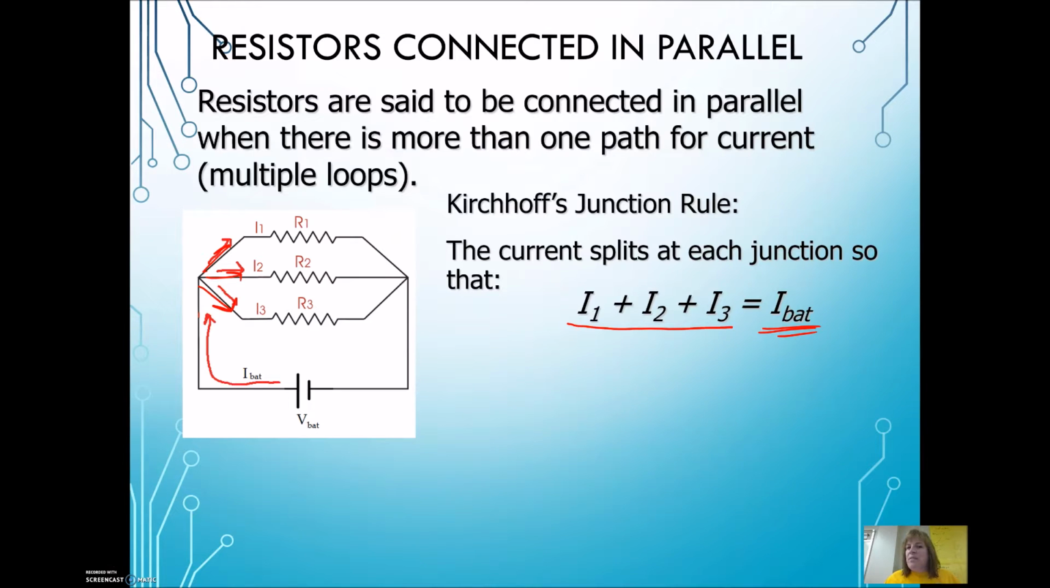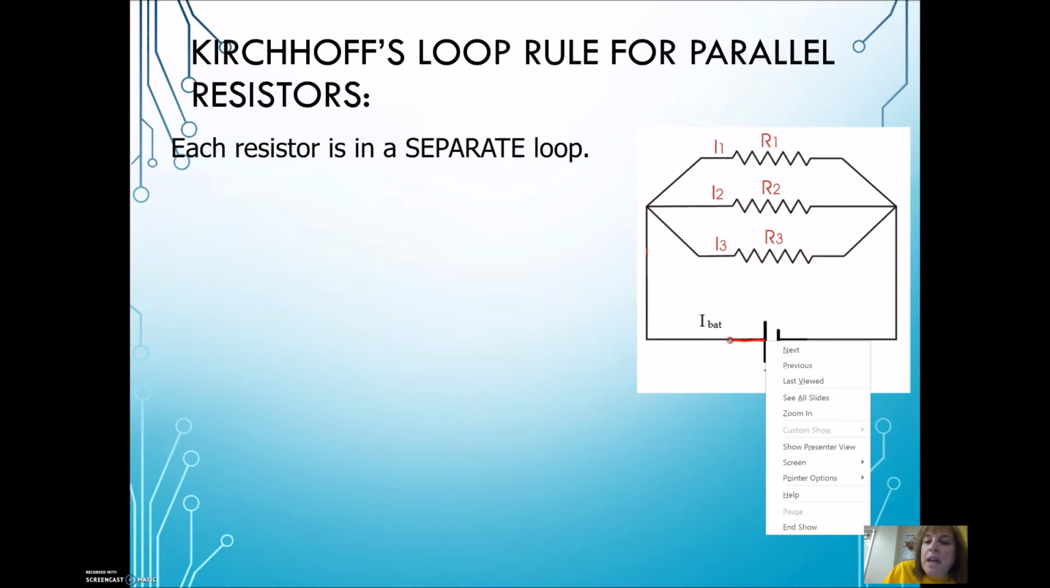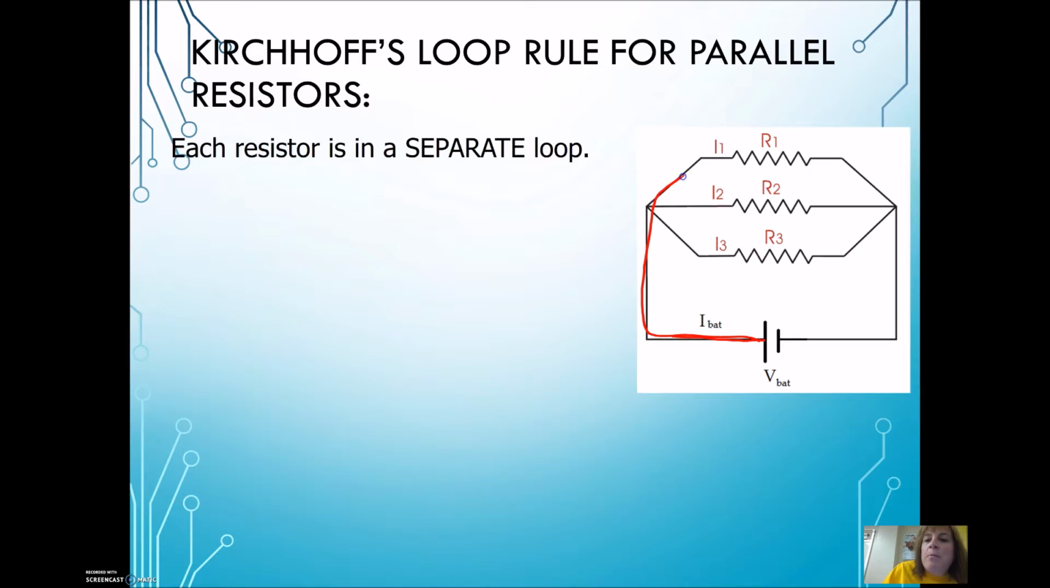Well, since now I have different currents, what does my loop equation look like? Because remember, it's the voltage around a closed loop equals 0. So each of these resistors is in a separate loop. How do I know? Well, let's take a look. If I start my pen on the positive terminal of the battery, and I move it all the way around, notice if I don't pick it up at all, that is a loop. That is a closed loop.